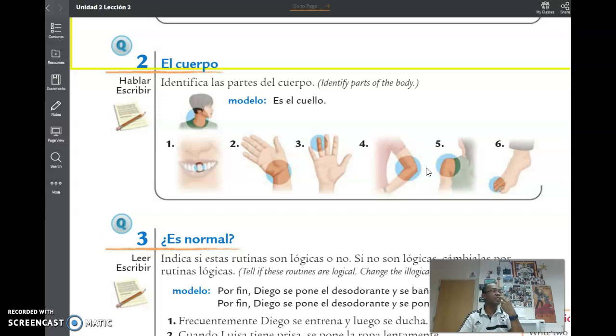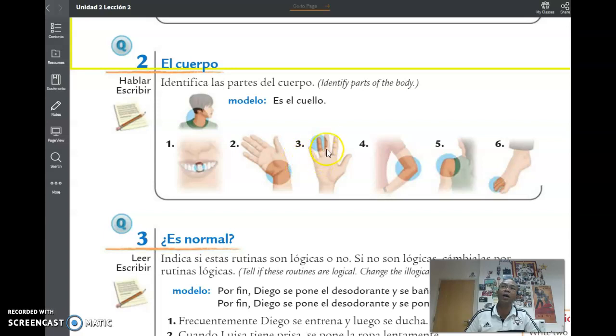Dientes. Muy bien. También tenemos shoulders, right? That's hombro. Hombro. Pie. Hombro. Codo. Dedos. Muy bien. 5 puntos for everyone that participated, okay? You guys all at one.